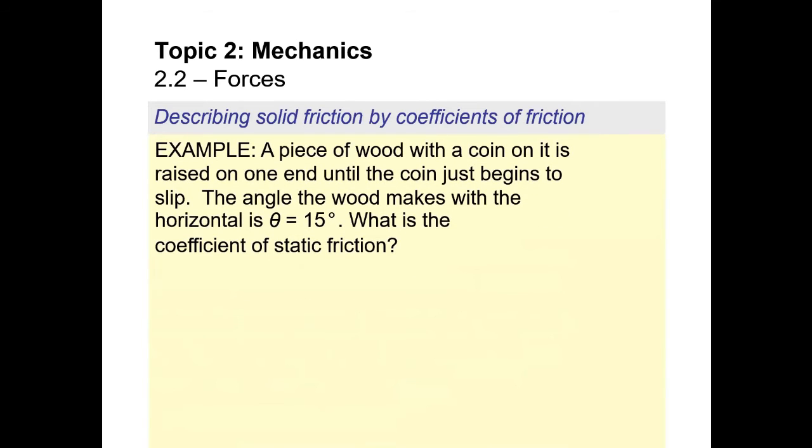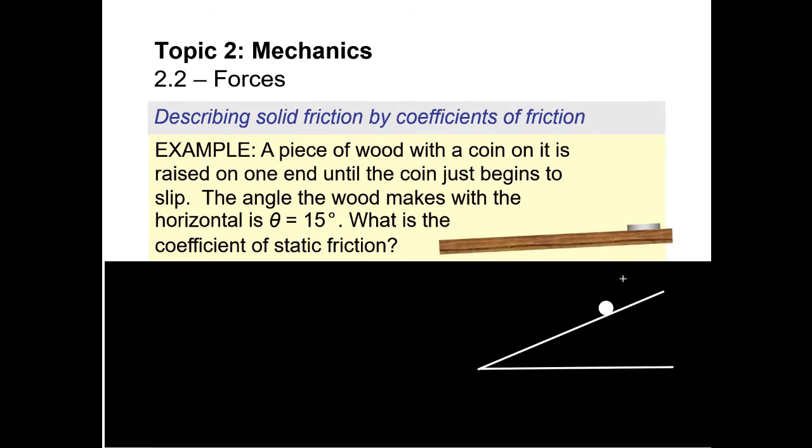Okay, let's do a question. A piece of wood with a coin on it is raised on one end until the coin just begins to slip. The angle the wood makes with the horizontal is theta, 15 degrees. What is the coefficient of static friction? So we have the weight downward, we have the reaction force, and we have the static friction. Let's write it down: the weight, reaction, static friction.